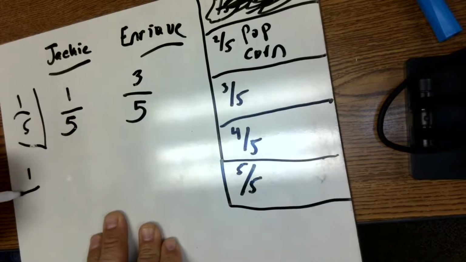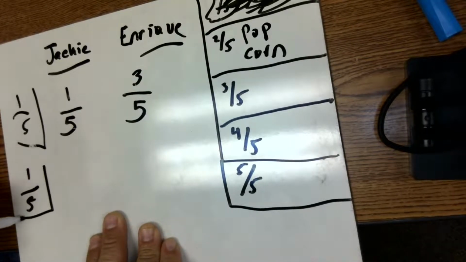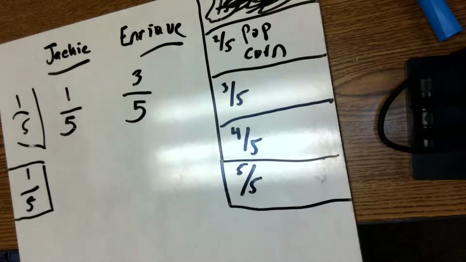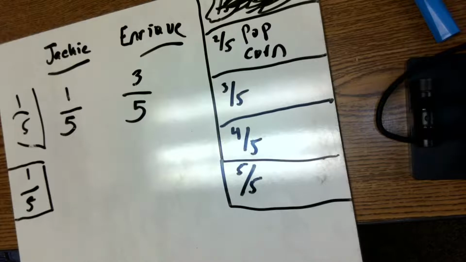Now we're supposed to see another way to solve it. What does the question say, Piper? Read it to me. Jackie ate 1/5 of the bag of popcorn. She shared the rest with Enrique. List 3 ways they could have shared the remaining popcorn. Okay.